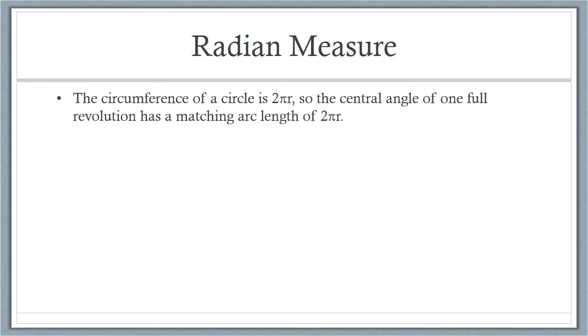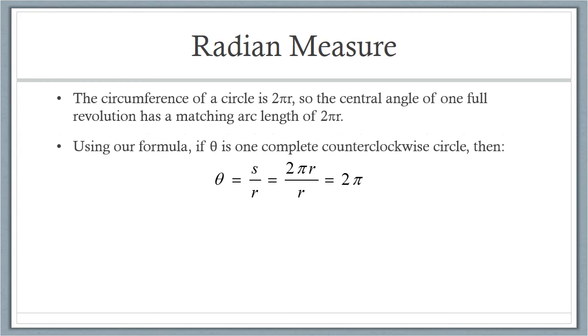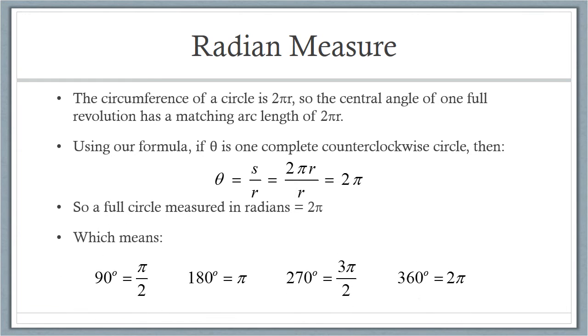The circumference of a circle is 2 pi r. So the central angle of one full trip around the circle has a matching arc length of 2 pi r. So your circumference is 2 pi r, your arc length is 2 pi r, and then using our formula, S over r is 2 pi r over r, which gives us 2 pi. What that means is a full circle in radians is 2 pi. In degrees it's 360, in radians it's 2 pi, which means that 90 degrees is pi over 2, 180 is pi, 270 is 3 pi over 2, and 360 is 2 pi.